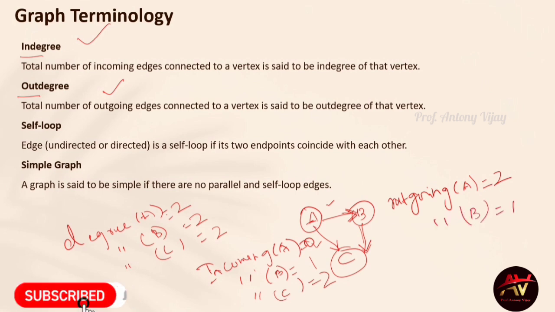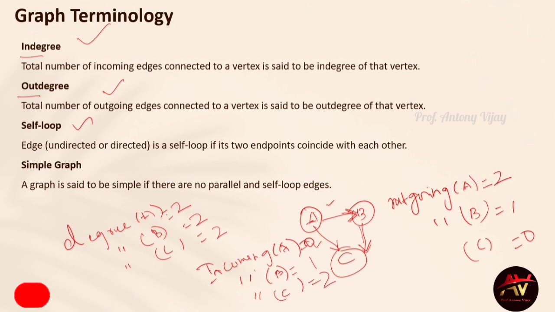Okay, only one outgoing is there. And for C it is no outgoing, only incoming. So it is 0. So there is no outgoing. This is called out degree. Okay. Next we will see about the self loop.